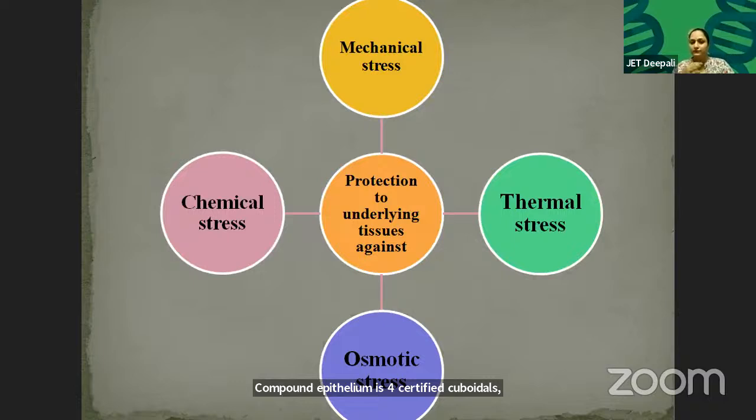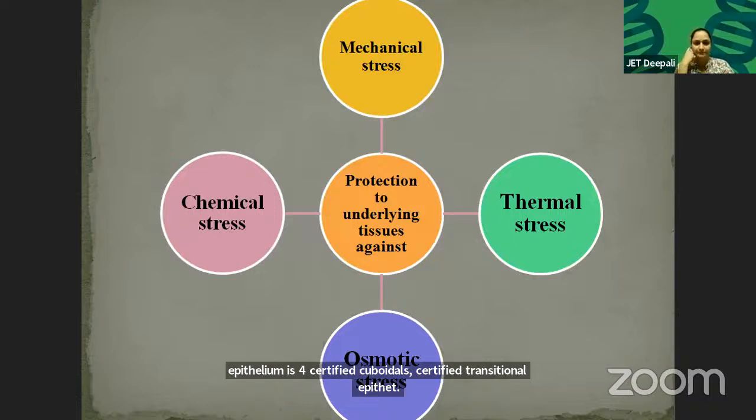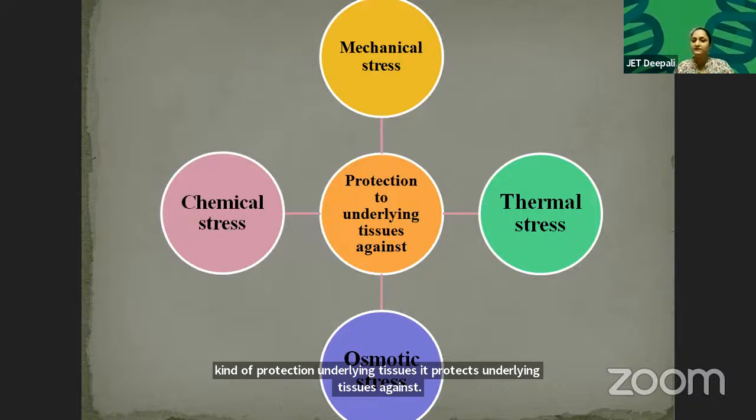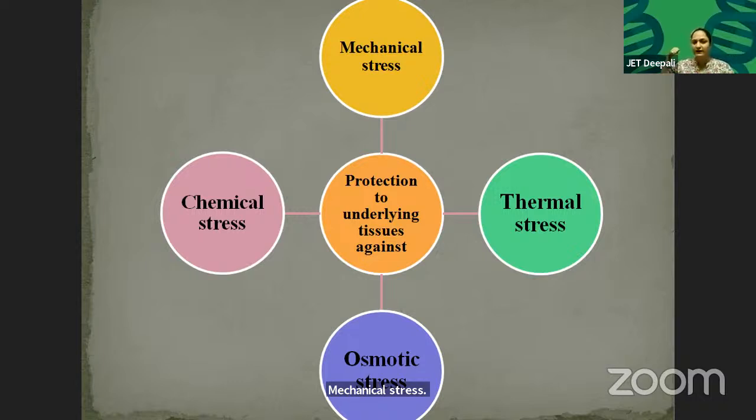Now, what is the function of compound epithelium? Protection to underlying tissues. What kind of protection? It protects underlying tissues against thermal stress, osmotic stress, chemical stress, and mechanical stress. What is mechanical stress? Someone is hurting you, or you hit your hand against the wall. If someone has beaten you, that is mechanical stress.